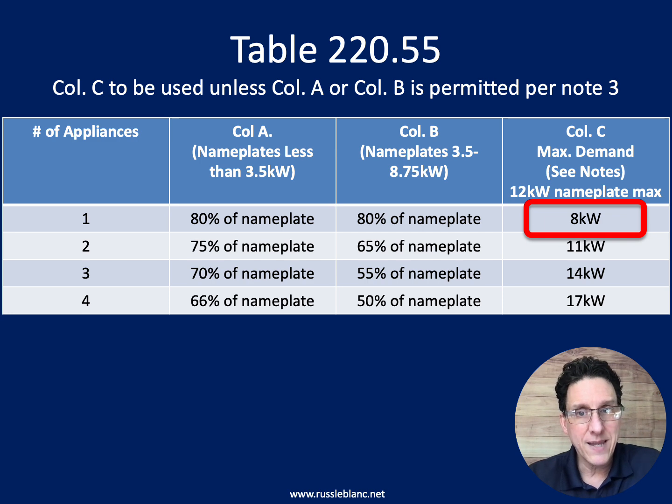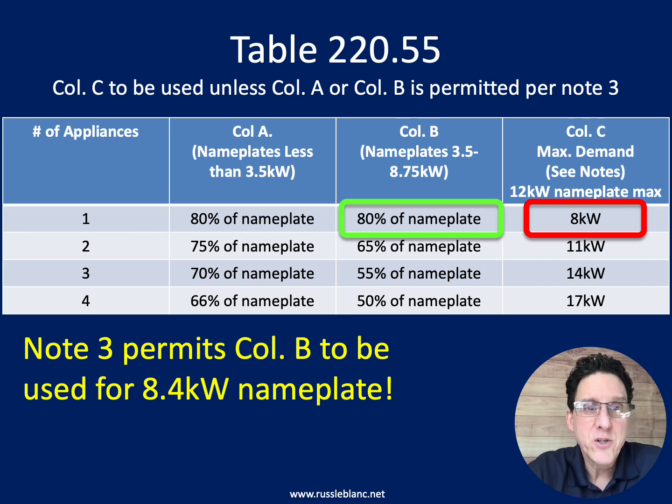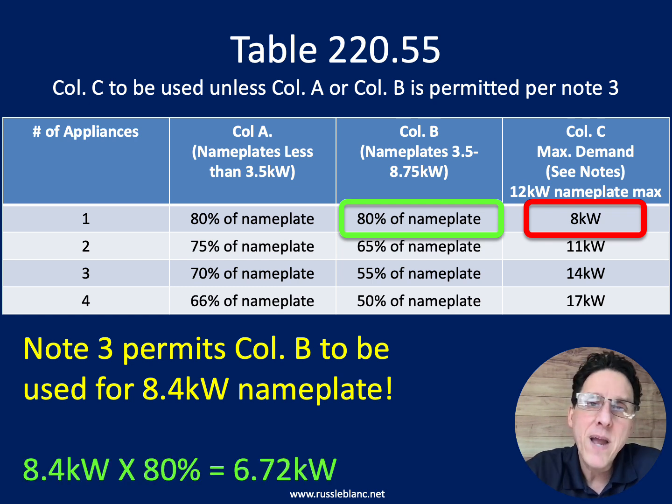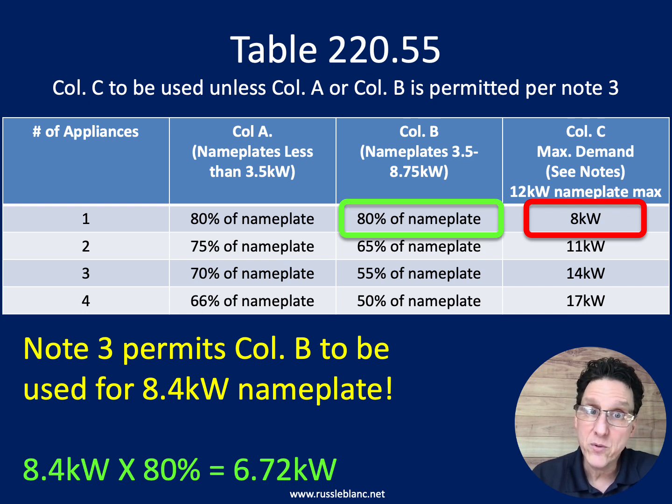But note 3 allows this 8.4 kW nameplate to be plugged into column B. Right? So if we plug it into column B, we would take 80% of the nameplate. And so that math looks like this: 8.4 kW times 80%, that equals 6.72 kW. So that is the minimum permitted load, right? We could use the 8 kW. That's permitted. It's not the minimum, though. 6.72, that's the minimum permitted calculated load for the branch circuit.